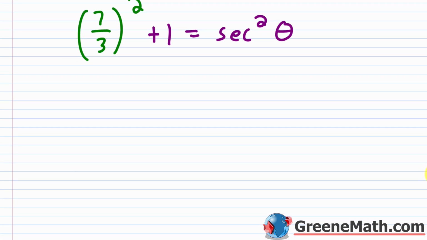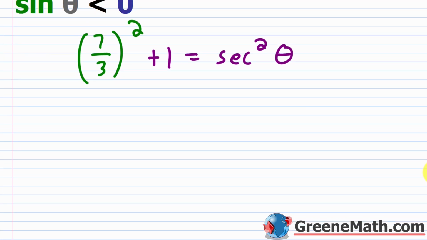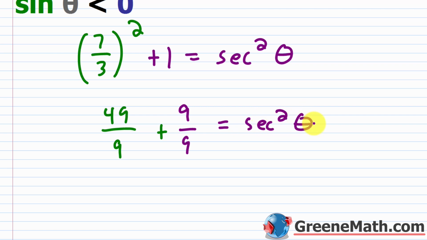Once you've plugged in, the rest of this is really, really easy. You're just doing some basic algebra. 7 squared is 49. 3 squared is 9. Then you're going to add 1 to that. So get a common denominator. Let's just say this is 9 over 9, okay? This is equal to secant squared of theta, okay?